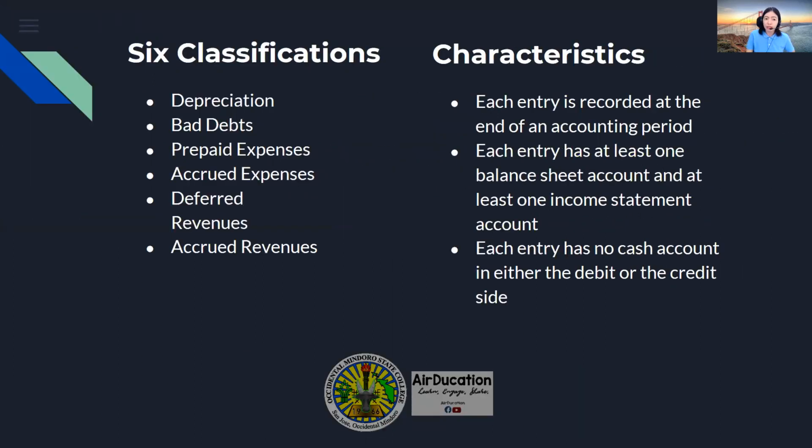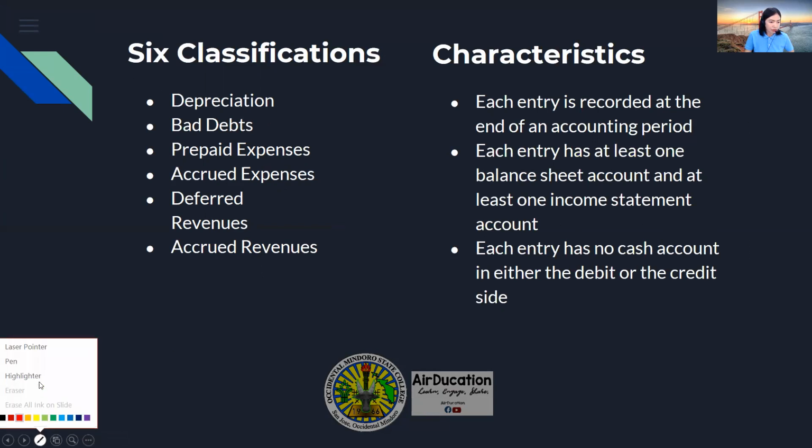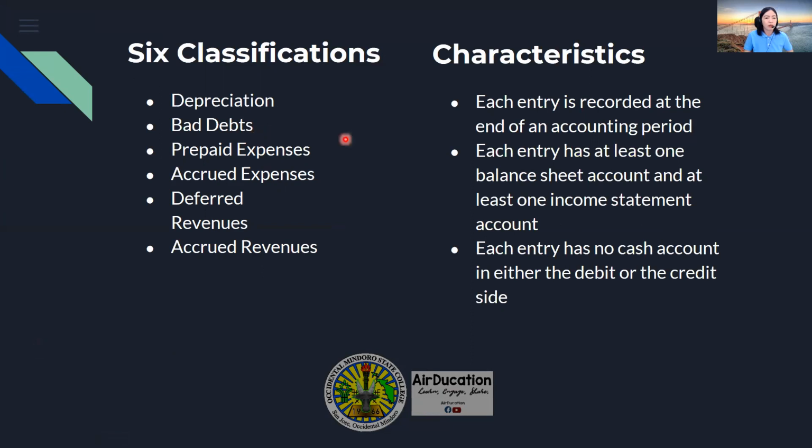So what are the different classifications of adjusting? First, we have depreciation. Second, we have bad debts. Third, we have prepaid expenses. For a while, I will just use an arrow, a laser pointer. Prepaid expenses, accrued expenses, deferred revenues, and accrued revenues.